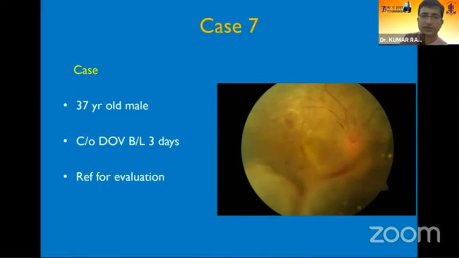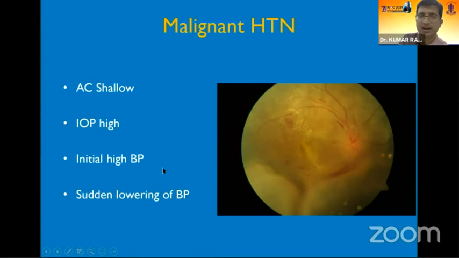Coming to another interesting case, this was a male 37-year-old patient who complained of diminution of vision for the last 3 days. Another significant history with this patient was that he was having high pressure initially, and when he presented to us, he had a shallow AC, and there was high IOP also. But if we see, this is a typical disc of malignant hypertension. Because of excessively high pressures, we can have disc changes like this with associated hemorrhages.